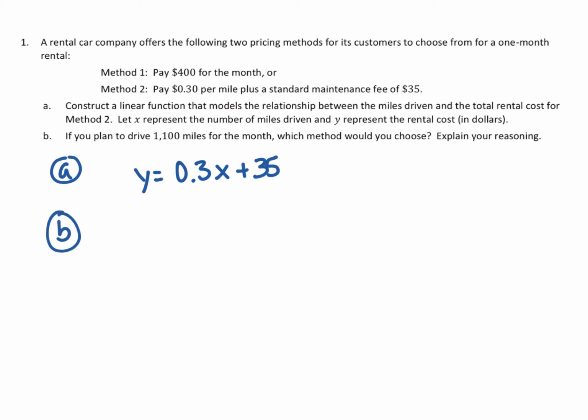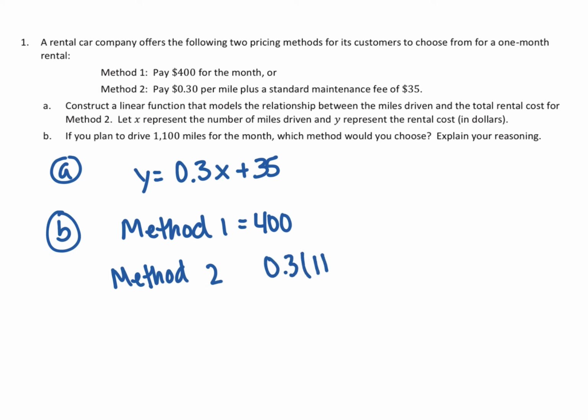B says, if you plan to drive 1,100 miles for the month, which method would you choose? Well, we know Method 1 is going to cost $400. Method 2 is going to be 0.3 times 1,100 miles plus the $35 fee. So the parentheses mean to multiply. We're going to take 0.3 and multiply it by 1,100, and then we're going to add the $35 fee. So Method 2 comes out to be $365.